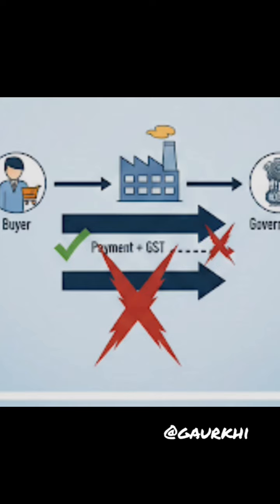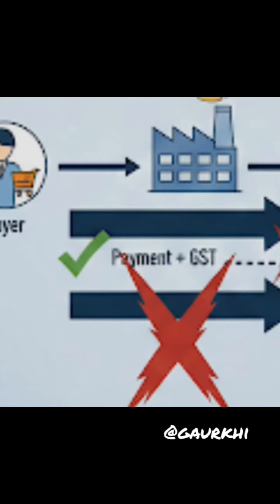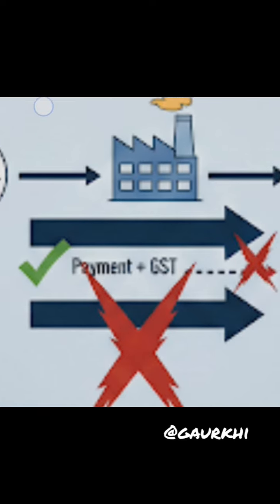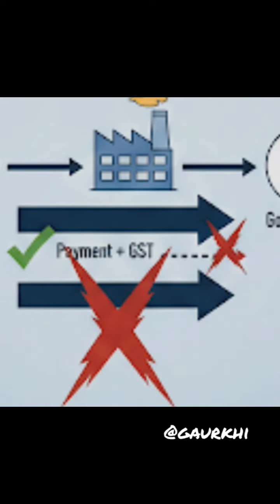The scenario was the buyer has paid the tax to the seller, to the supplier. But what happened? Supplier has filed the GSTR-1. Supplier has reported the transactions of the buyer in GSTR-1, but it hasn't reported the transactions in GSTR 3B and made the payment of GST in GSTR 3B to the government.